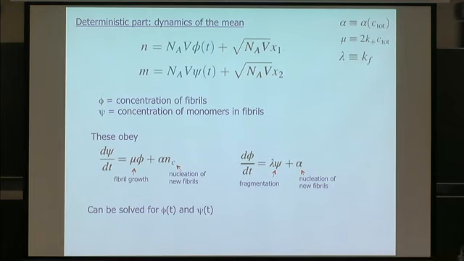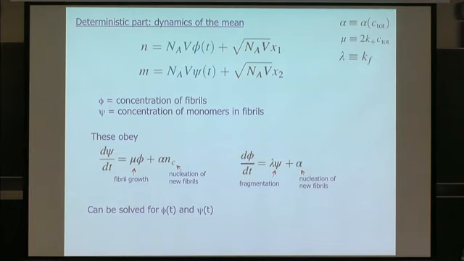Firstly, the deterministic part. So this is just the dynamics of the mean, and here we write it in terms of the concentrations of these two variables. The reason we've got this is to convert concentrations into molecule numbers. So these are molecule numbers and these are concentrations. And you can write down deterministic equations for these two concentrations.